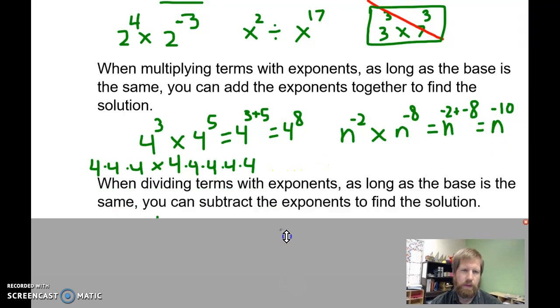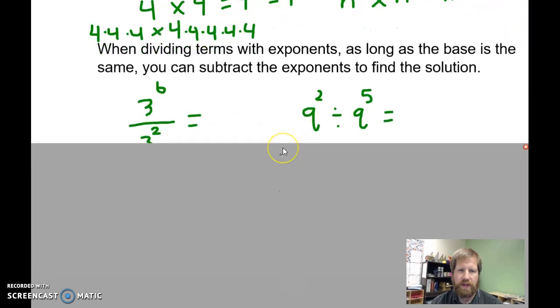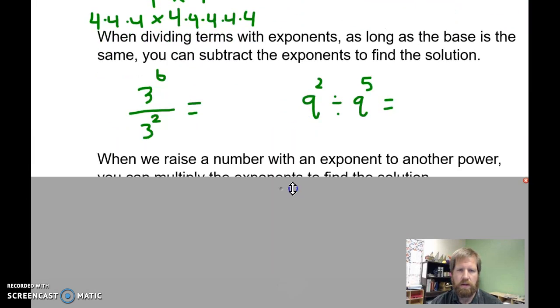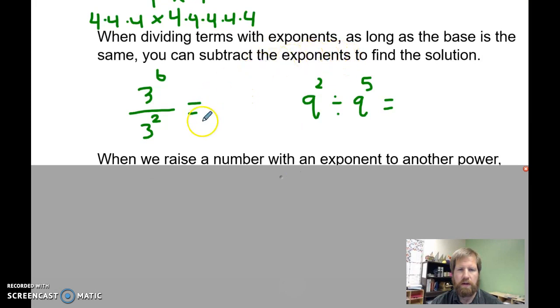All right, so now moving on from multiplication, when you are dividing terms with exponents, you still need the same base. I've got the same base here, I've got the same base here. You have to have the same base. As long as you have the same base, all you have to do is subtract the exponents. So I have 3 to the 6th over 3 to the 2nd, and that's going to be equal to 3 to the 6th minus 2, or 3 to the 4th.